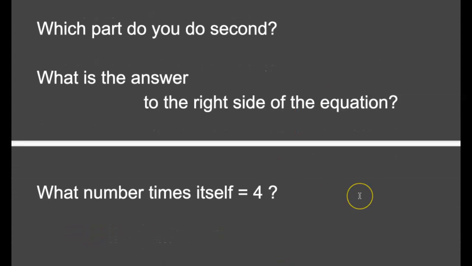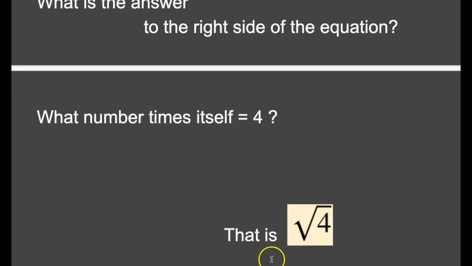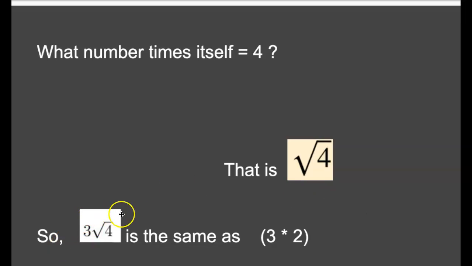Now, kind of a strange question. What number times itself equals 4? So that answer is the square root of 4. So 3 times the square root of 4 is the same as 3 times 2. That's going to be important for later, so if you need to write that down.